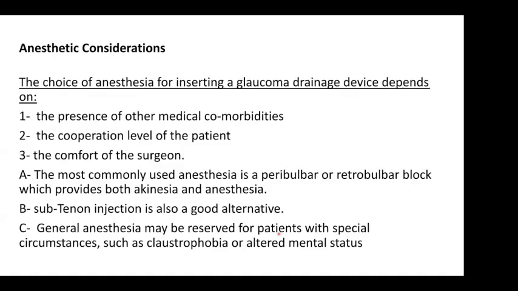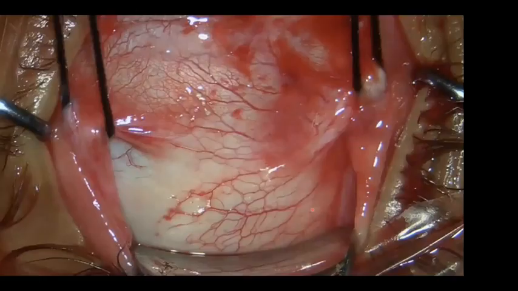Regarding the anesthesia, definitely the surgeon has to be comfortable. This is very important. And also for patients who are very young, general anesthesia might be good. But for adult patients, peribulbar and retrobulbar blocks are still very good.